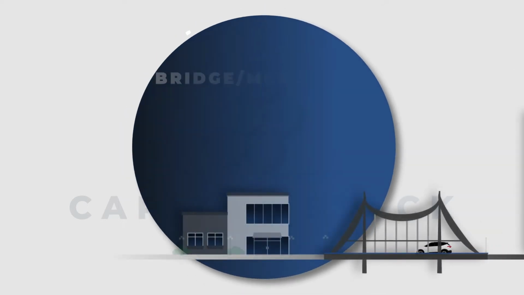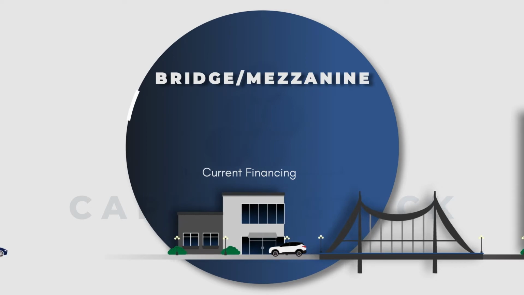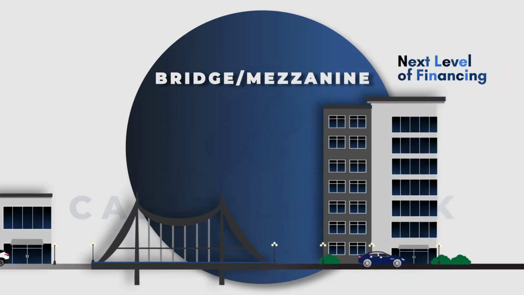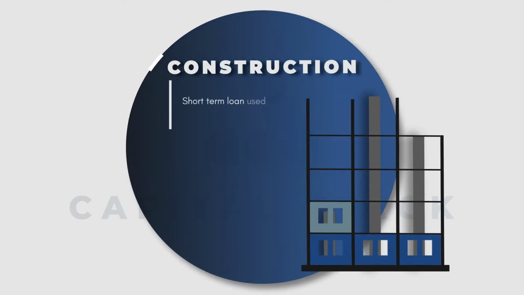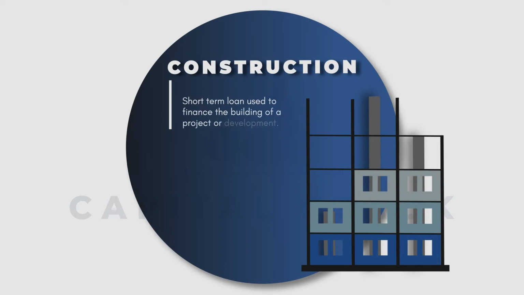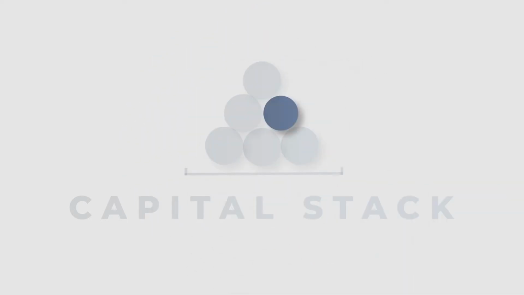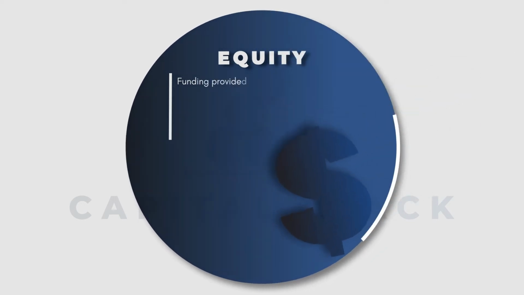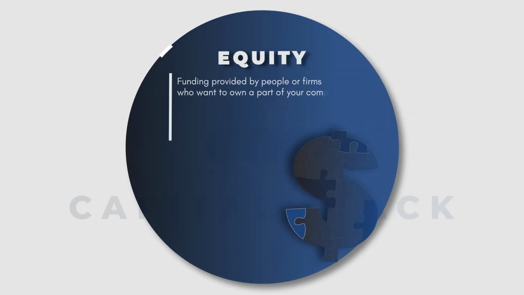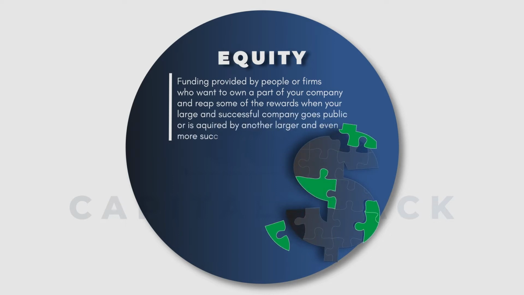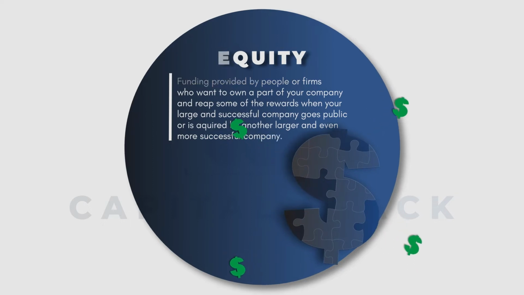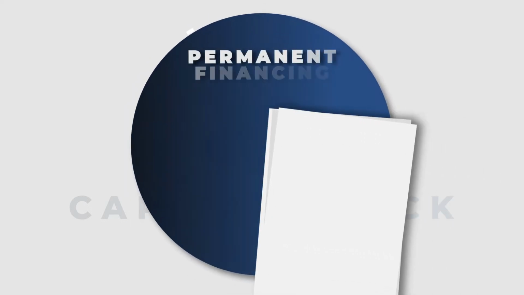Bridge funding, as its name implies, bridges the gap between your current financing and the next level of financing. Another layer of the capital stack is called construction loan. This is a short-term loan used to finance the building of a project or development. Equity capital is funding provided by people or firms who want to own part of your company and reap some of the rewards when your large and successful company goes public or is acquired by another larger and even more successful company. And finally, permanent financing.